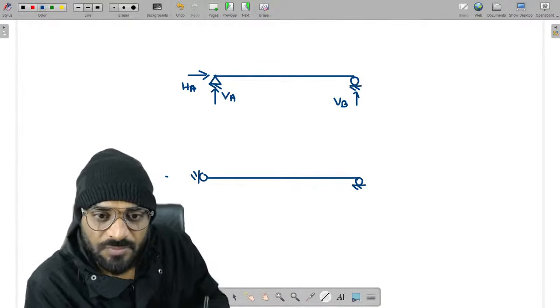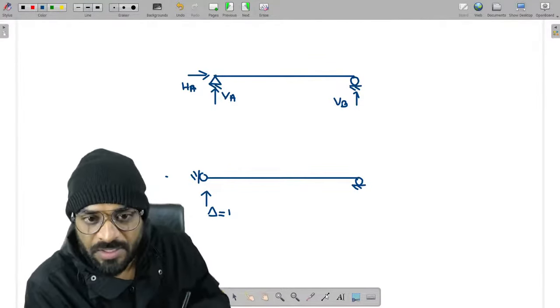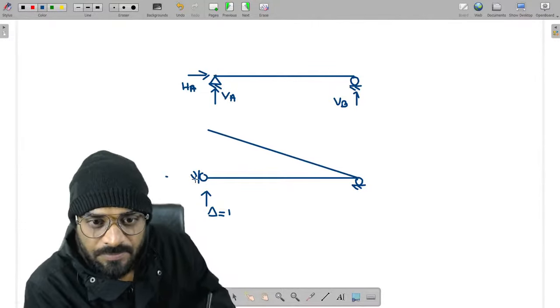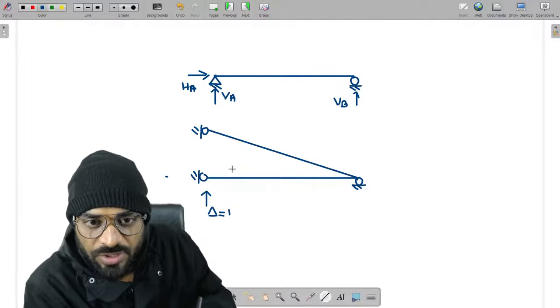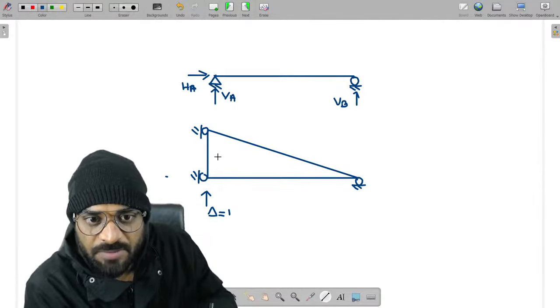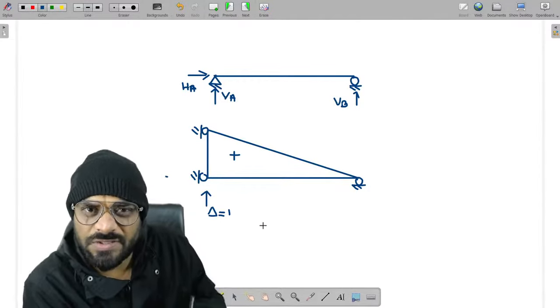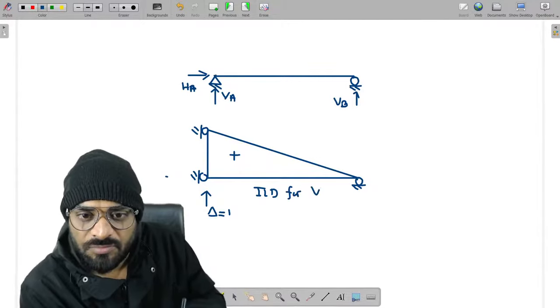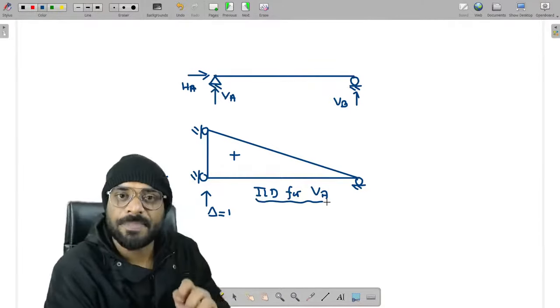Now, second step, give unit displacement. That means delta is equal to 1. If you give delta is equal to 1, then the deflected shape of the structure will be like this. This particular shape you may get after giving delta is equal to 1. And what is this? This is nothing but the ILD for VA.